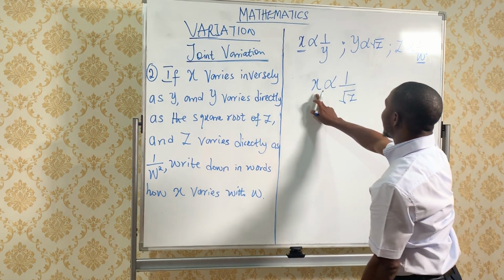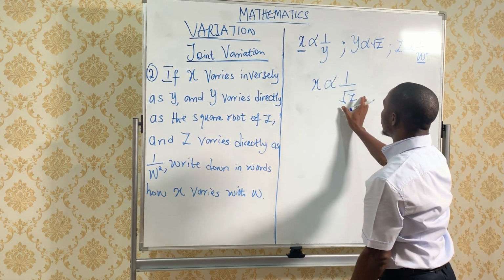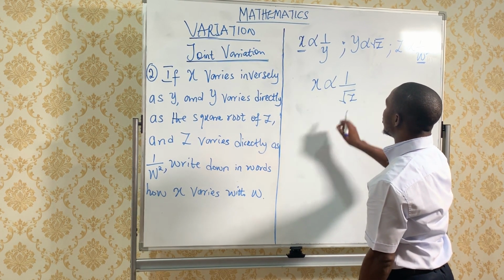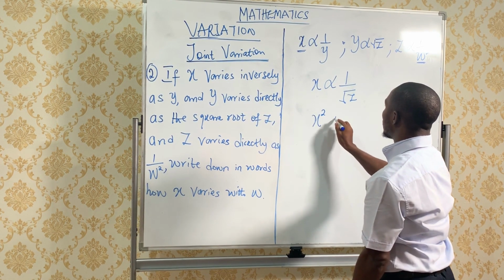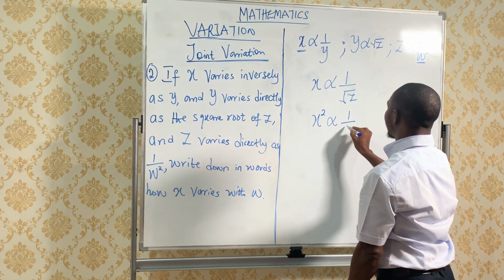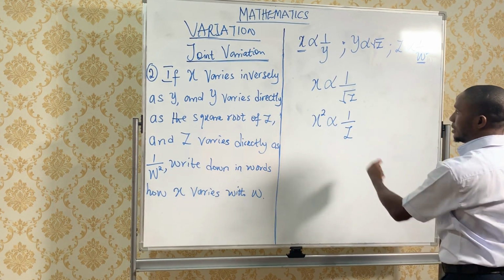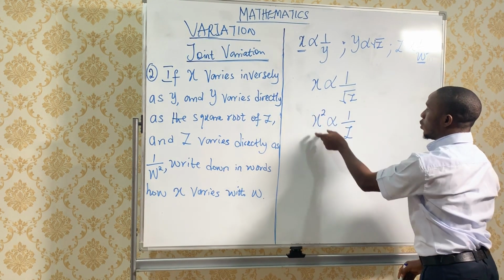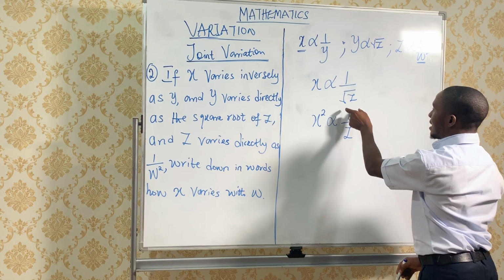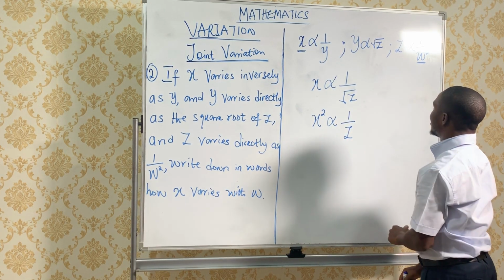Now, if x is inversely proportional to the root of z, we can eliminate this root by taking the square of both sides. It shows that x squared will vary inversely as z. That is the meaning of this. It means that x squared will vary inversely as z.